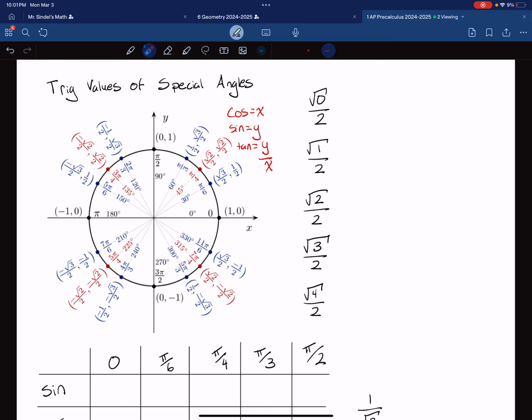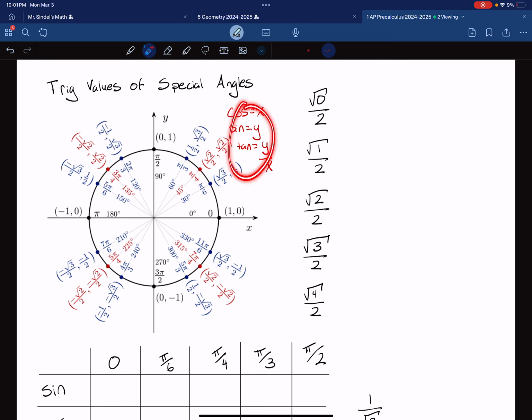So for example, if I were to take cosine of pi over 6, cosine is the x-coordinate, and the x-coordinate of this point is square root of 3 over 2. If I was to find the sine of pi over 6, that would be the y-coordinate, and it's therefore 1/2. If I want the tangent of that value, I would take the y-coordinate divided by the x-coordinate. The 2's would cross cancel, and I get 1 over the square root of 3, and you can simplify that to the square root of 3 over 3.